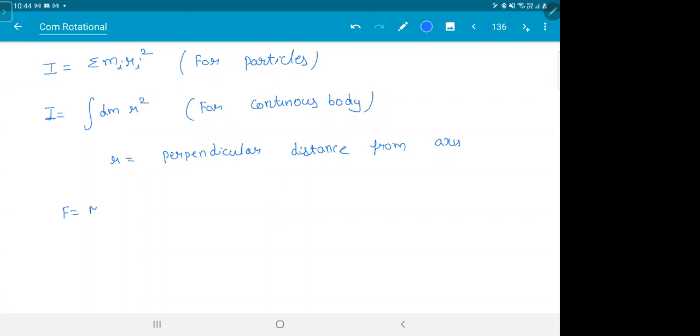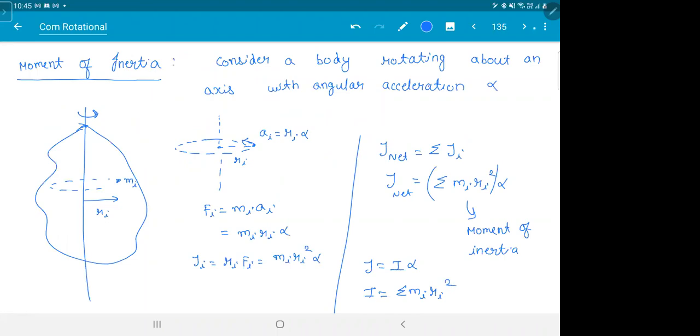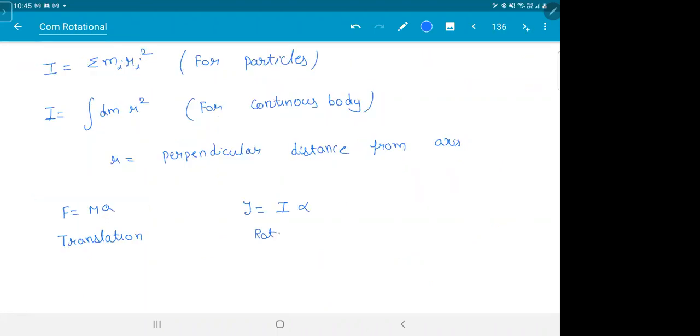So what is this I exactly? We get F is equal to ma, force is equal to mass into acceleration. This is for translation. Torque is equal to I alpha. If you can see, it's quite a resemblance. This is for rotation, meaning in place of force, you have torque, in place of a, you have alpha, in place of mass, you have I. So what this I tells you, so I is similar to mass.